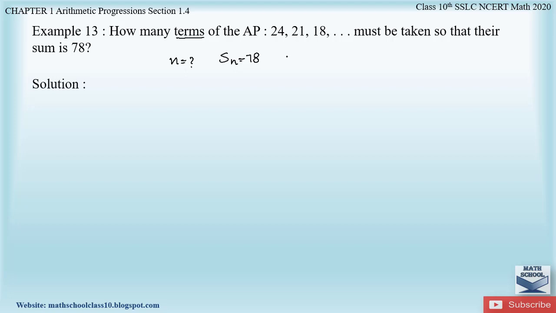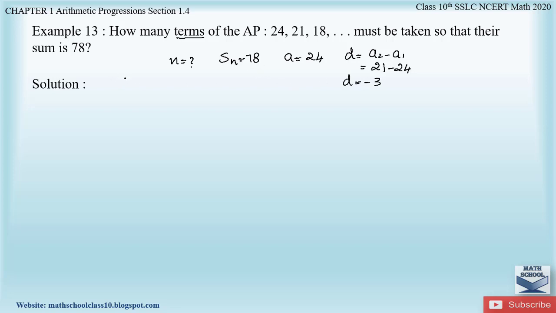So from the AP we can find out the first term a, that is 24, and the common difference d is given by a2 minus a1. That is, what is a2? It is 21 minus 24, which is d value is equal to minus 3. So now we have got these values from the question.